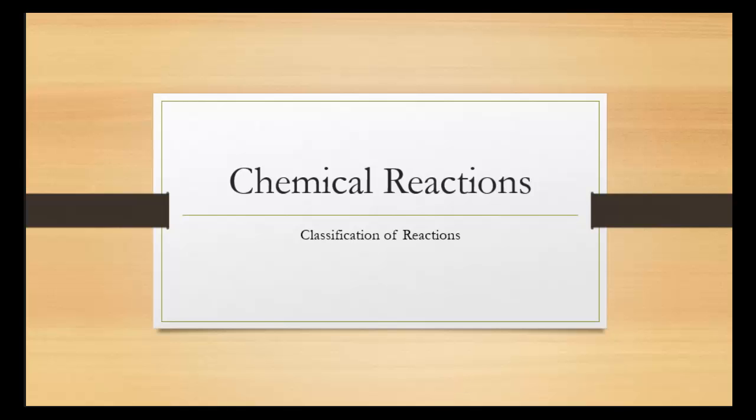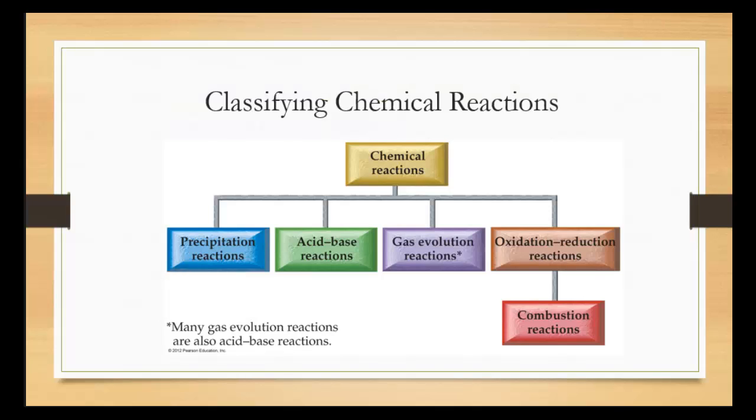In this tutorial, we will be discussing the different classes of reactions. So far, we've talked about precipitation reactions. That's when something falls out of the solution as a solid. Acid-base reactions, those produce salt and water. Gas evolution reactions, a lot of the time relate to the acid-base reactions because often it reacts with an acid. And oxidation reduction reactions, where the electrons transfer from one to the other.